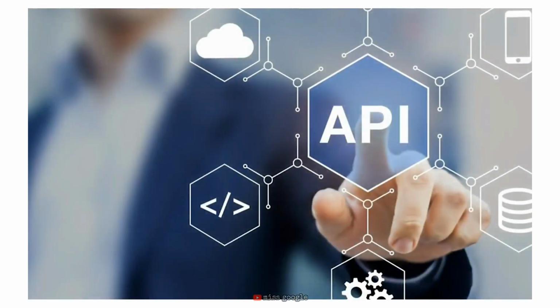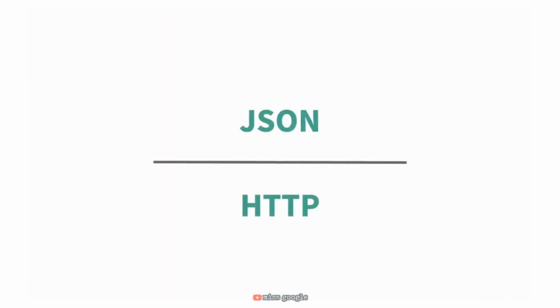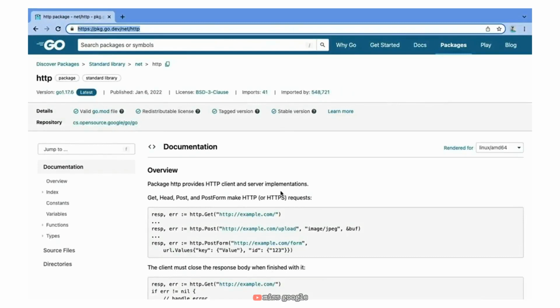A common way of communicating between processes is calling APIs. One of the most common APIs is called the REST API. It is JSON as serialization over HTTP. The net/http package will cover all of your needs. It contains both an HTTP client and, as we'll see later, also an HTTP server. So let's have a look.